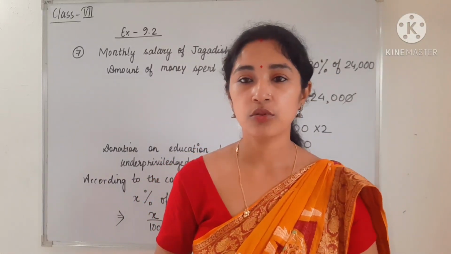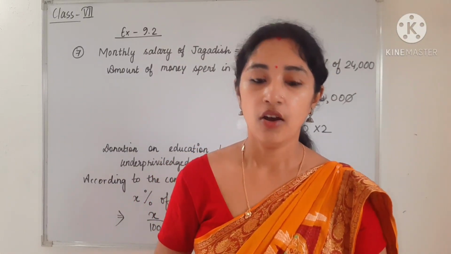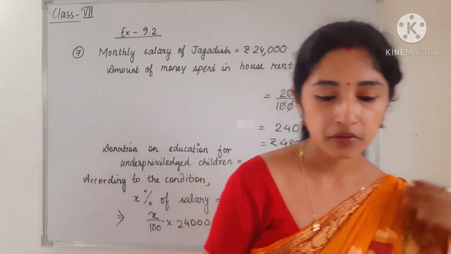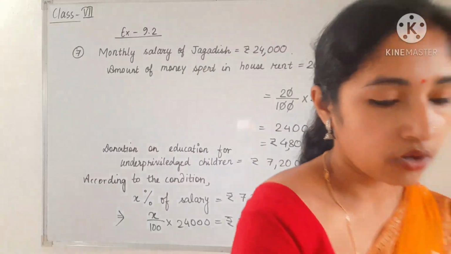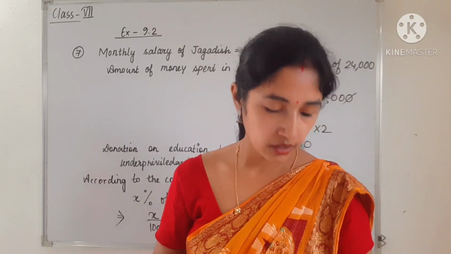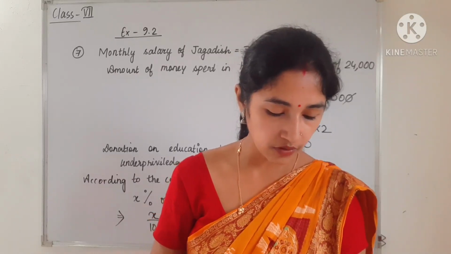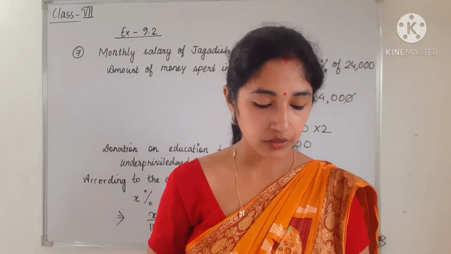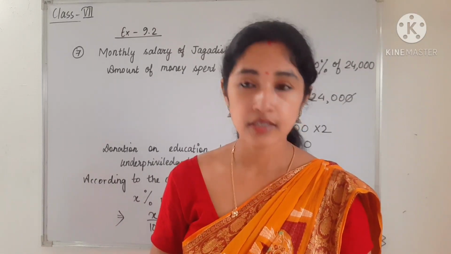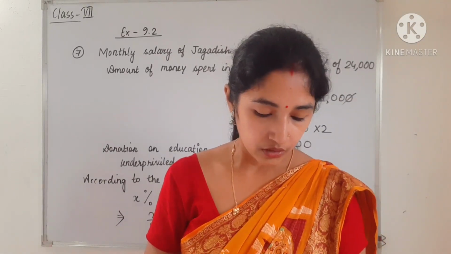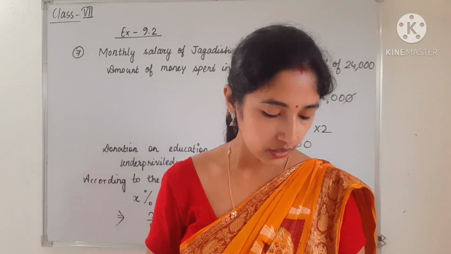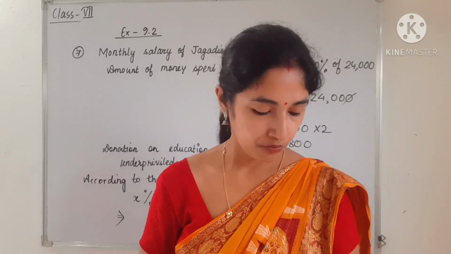So today I am going to discuss the remaining part of this exercise, that is 9.2. So I am starting with question number 7. Okay, already I discussed up to question number 6 in my last lecture. So see, in number 7 it is given that Jagdish receives 24,000 rupees as his monthly salary. Okay, so if he spent 20% of it as house rent, what is his house rent?